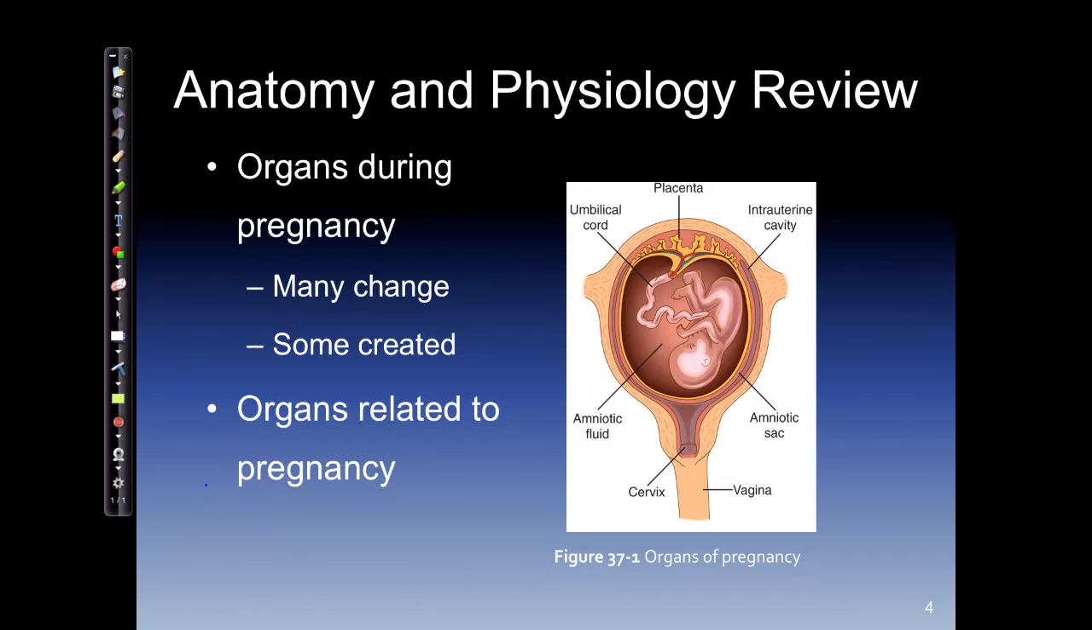Organs related to pregnancy. This is figure 37.1 in your book. The placenta provides nutrition for the fetus and serves as an endocrine organ that secretes hormones and acts as a barrier to potentially harmful substances. The amniotic sac contains the fetus, placenta, and umbilical cord. A complication of this, polyhydramnios, means excessive amniotic fluid, and this should be talked about in the text.